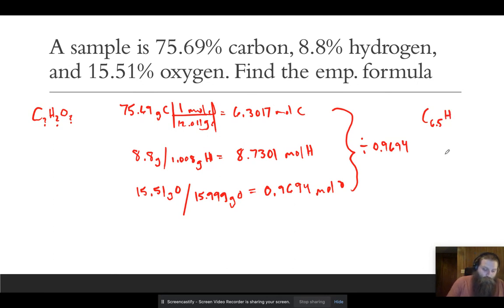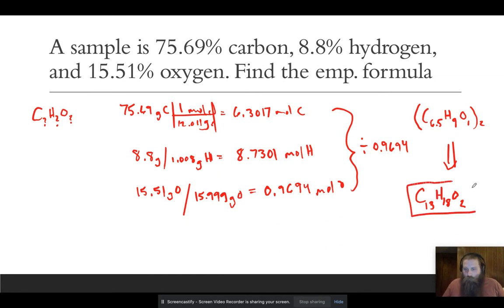For hydrogen, 9.00, so it's 9. And obviously oxygen is a 1. I have 0.5 as a decimal, so I can double everything. And so C13, H18, O2. There we go. C13, H18, O2. That's our empirical formula.